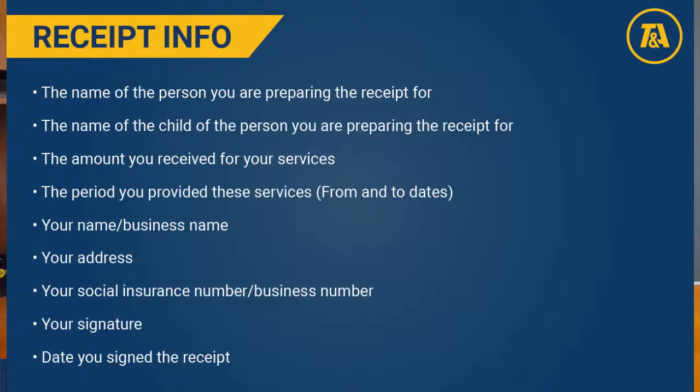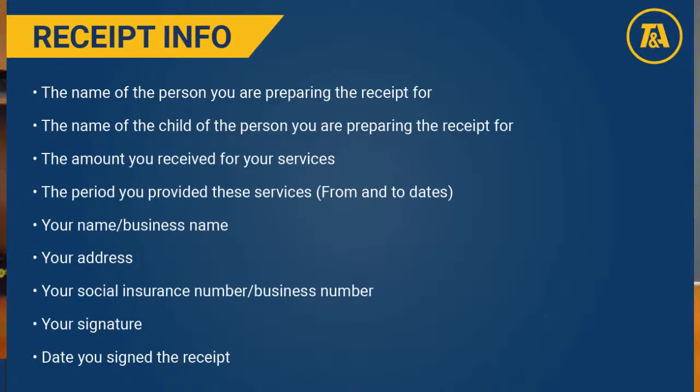It's very important you put the name of the person you're preparing the receipt for. That would usually be the parents of the child you're taking care of. It might be a grandparent, whoever that might be. Secondly, the name of the child of the person you're preparing the receipt for. That would be whatever child you may be taking care of.